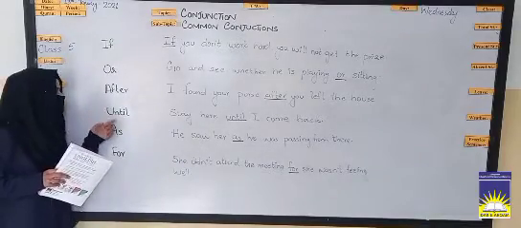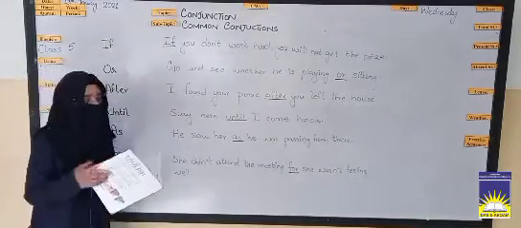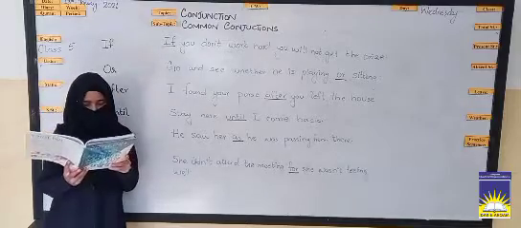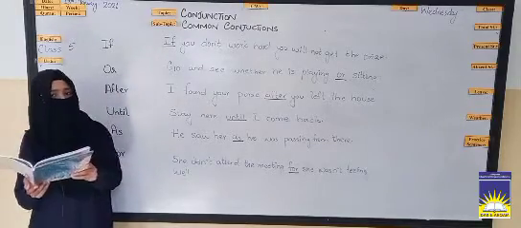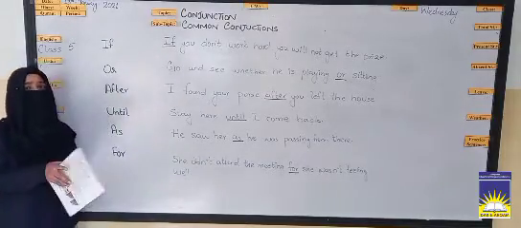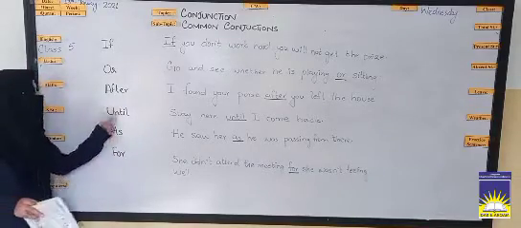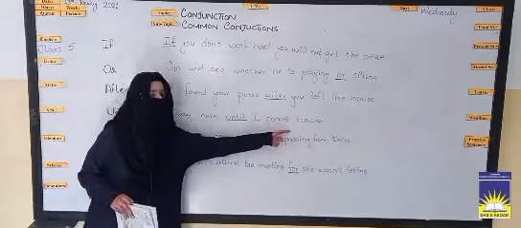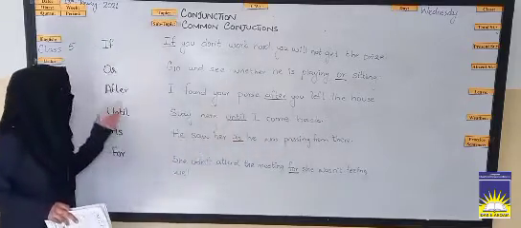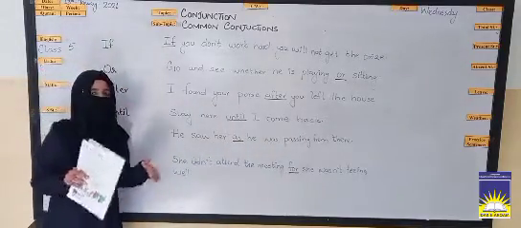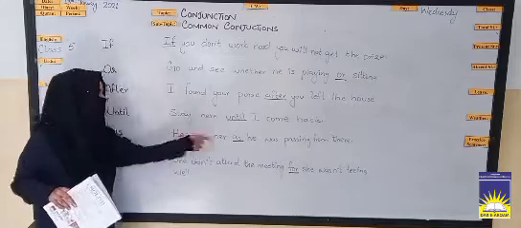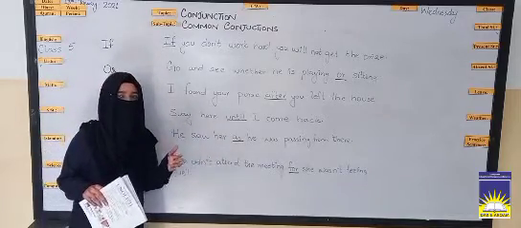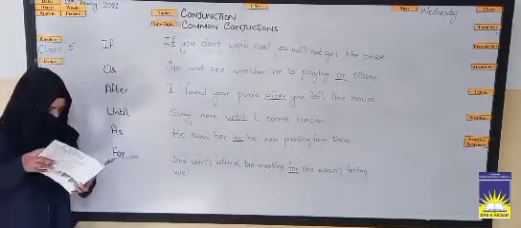Fourth one is until. What is the function of until? Up to the time that, as far as. It means until, okay. Now you look at the example. Stay here until I come back. It means stay here until I come back. So this word is used in that sentence at that time.